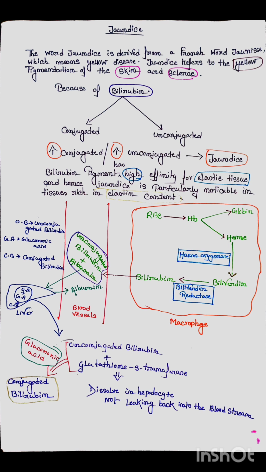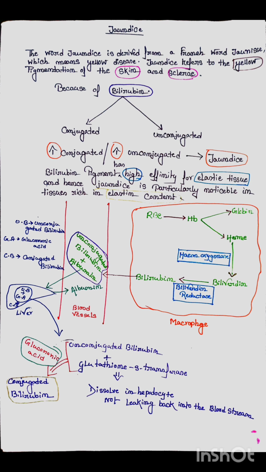Why does this unconjugated bilirubin bind with albumin? Because unconjugated bilirubin has the tendency to leak out through the kidney, accumulate in tissue, or cross the blood-brain barrier, which is very problematic. So albumin binds with unconjugated bilirubin.